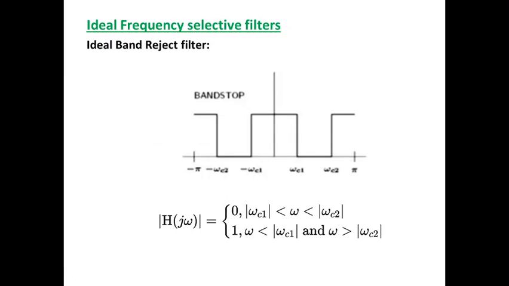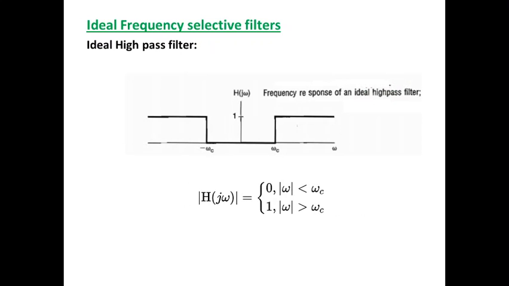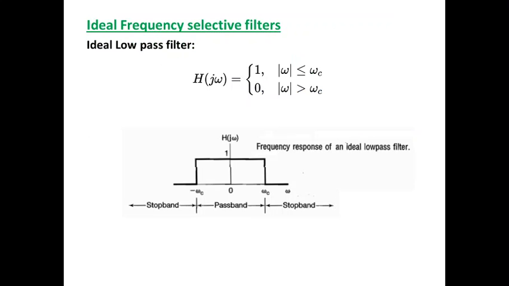Similarly, a band reject filter or band stop filter is one where the response is equal to 0 for a specified band, from omega c1 to omega c2. For the remaining frequencies, the response is equal to 1. The important characteristic of ideal frequency selective filters is that the transition region from pass band to stop band is very sharp. That is why it is called an ideal frequency selective filter.